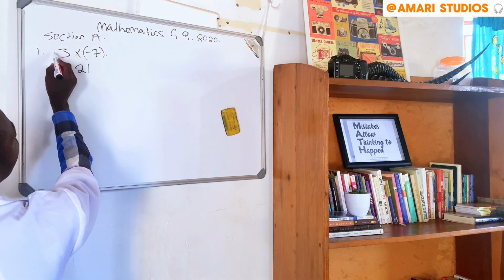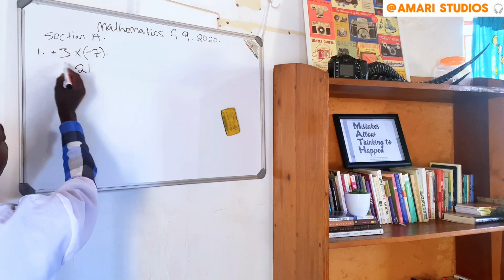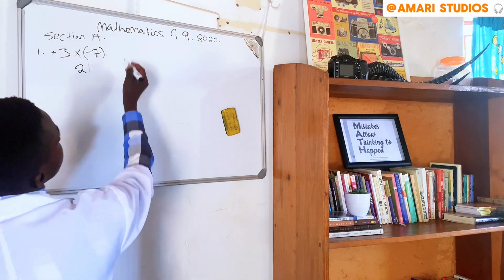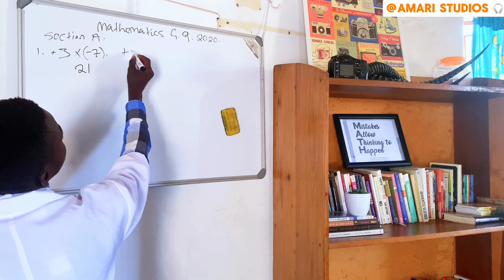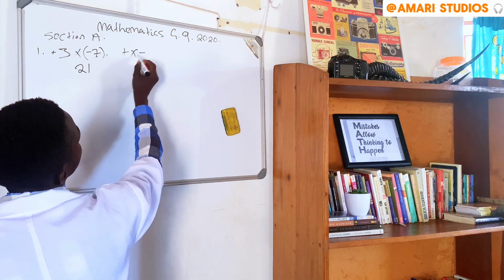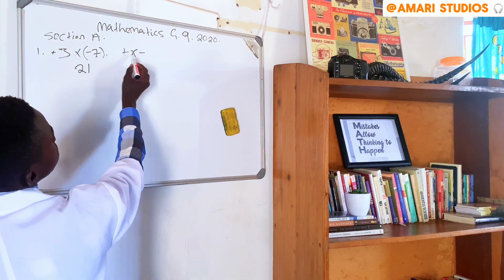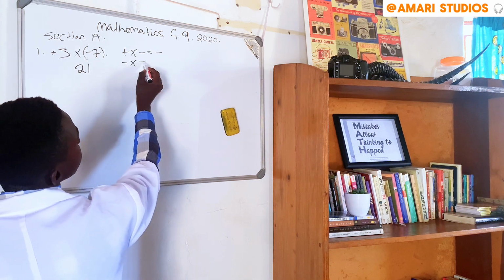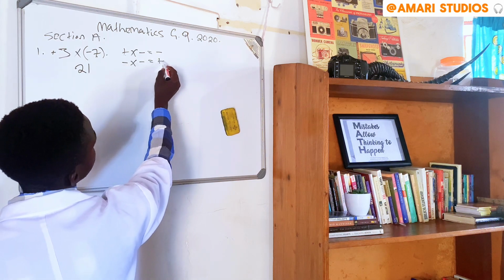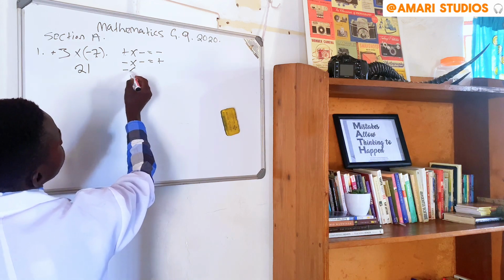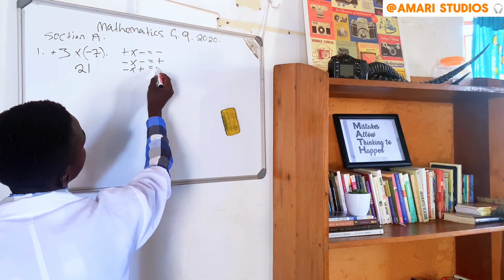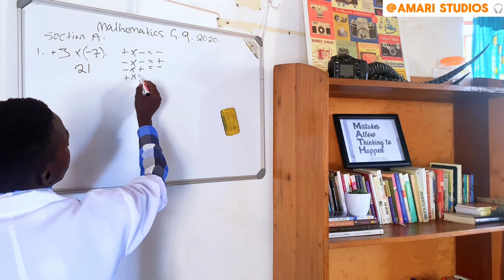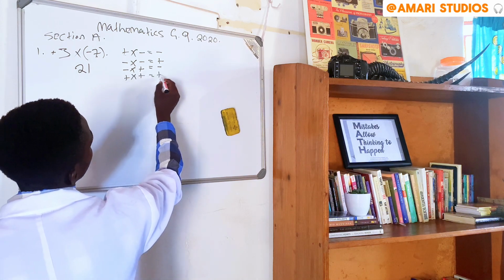Now 3 has a positive sign and 7 has a negative sign. There is a rule that you need to follow when you multiply two different signs. Positive multiplied by negative gives you negative. Negative multiplied by negative gives you positive, and negative multiplied by positive gives you negative. Lastly, positive multiplied by positive gives you positive.